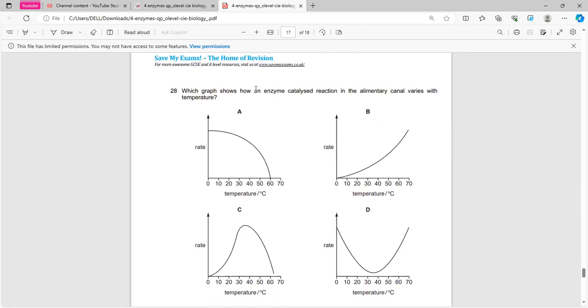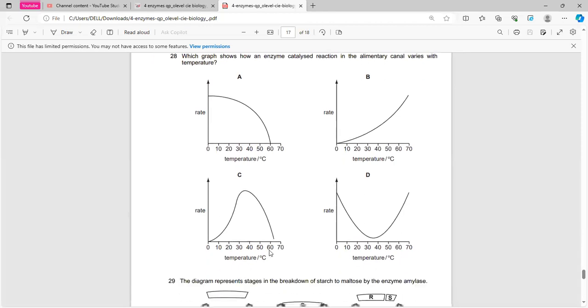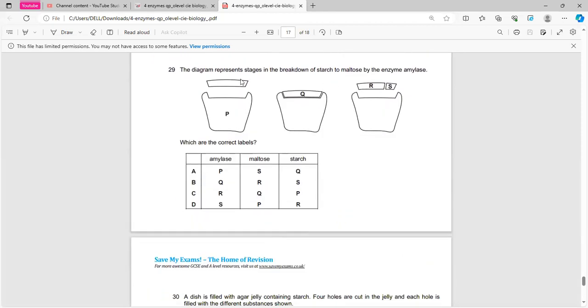Now, enzyme catalyzed reactions in the alimentary canal vary with temperature. Again, I've repeatedly told you this is the characteristic curve. In question number 29, they ask for the correct labels. We know that P is the enzyme, since the active site lies on it. So P will be the amylase, Q will be the substrate. So Q will be starch, and correspondingly R and S will be broken down into maltose and glucose respectively.